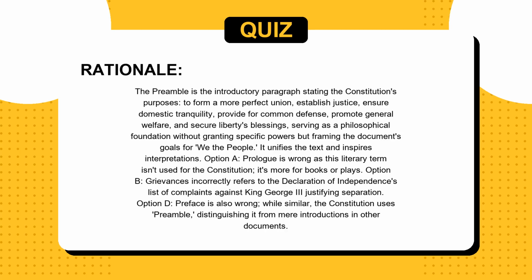Option A, prologue, is wrong as this literary term isn't used for the Constitution. It's more for books or plays. Option B, grievances, incorrectly refers to the Declaration of Independence's list of complaints against King George III justifying separation. Option D, preface, is also wrong. While similar, the Constitution uses preamble, distinguishing it from mere introductions in other documents.